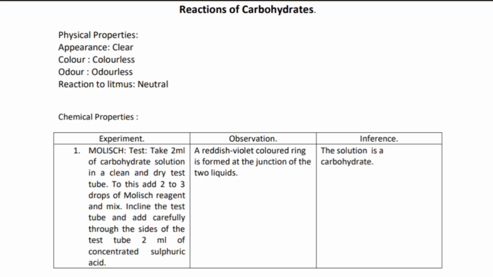Under chemical properties, first we begin with Molisch test. So what is Molisch test? In this you take 2 ml of carbohydrate solution in a clean and dry test tube, add 2 to 3 drops of Molisch reagent, mix it, incline the test tube and add carefully through the sides of the test tube 2 ml of concentrated sulfuric acid. If this is positive, you get a reddish violet colored ring at the junction of the two liquids. It's very important to write these certain colors or this junction of the two liquids when you're writing it on your paper. Inference: the solution is a carbohydrate. This proves that the solution is a carbohydrate.